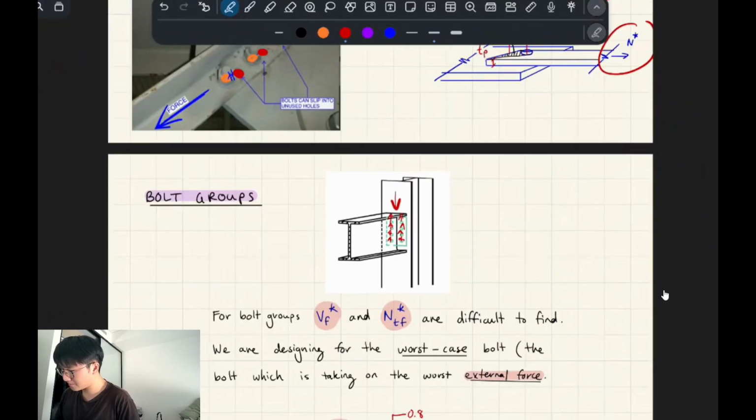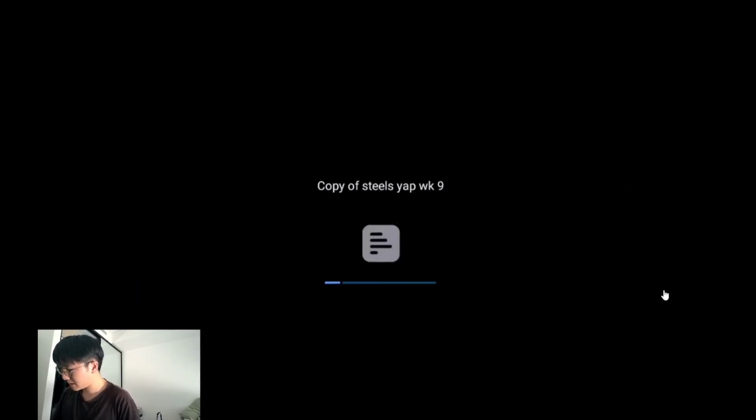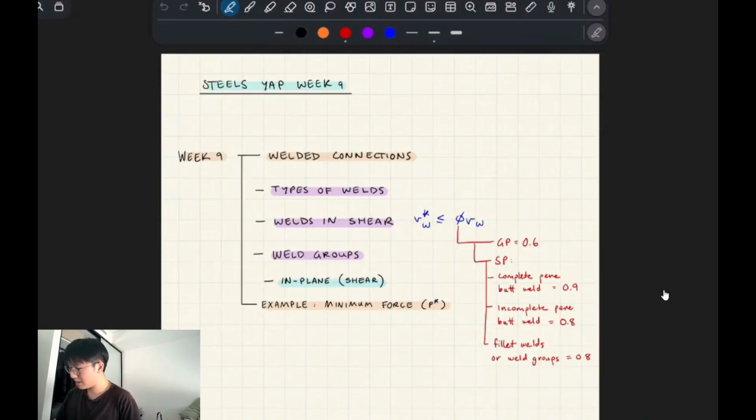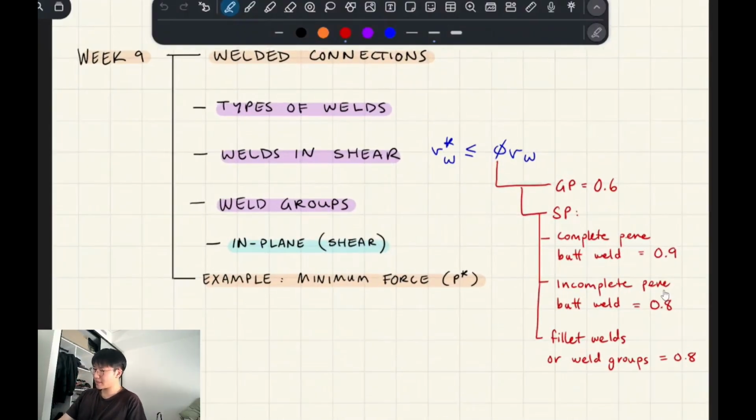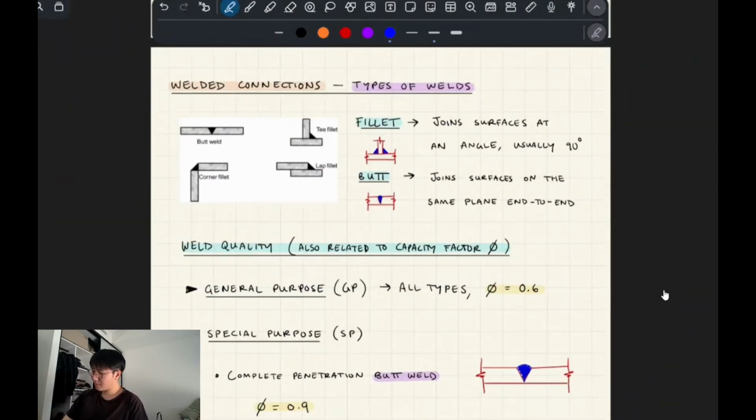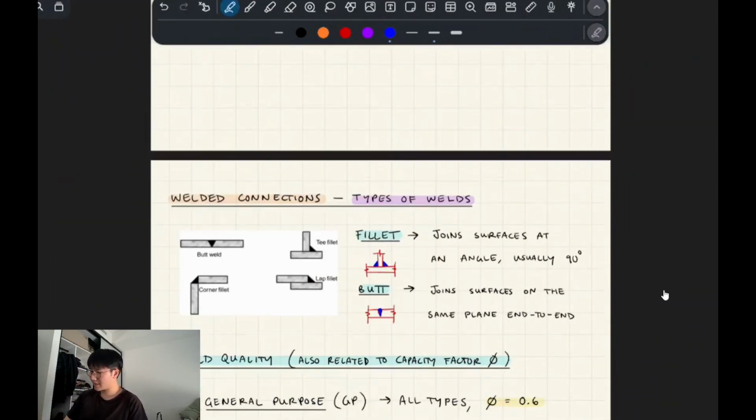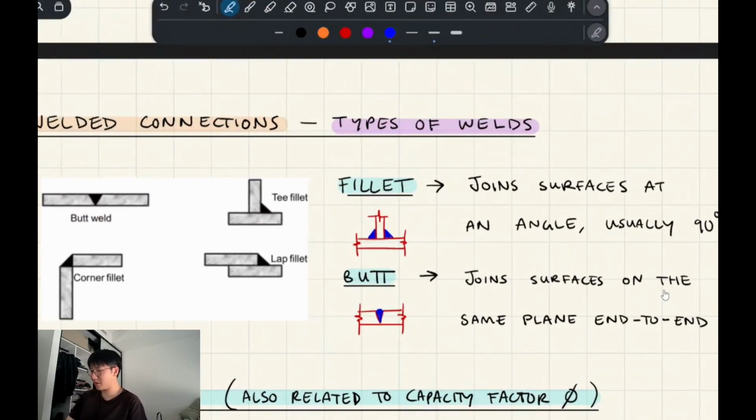Okay, that's bolts. Let's talk about welds, right? Okay, so welding, the first thing you need to know is that this capacity factor will change quite a bit, and you kind of need to know when. So the first thing is the types of welds, right? So we have fillet and butt welds. These are the two broad categories of welds.